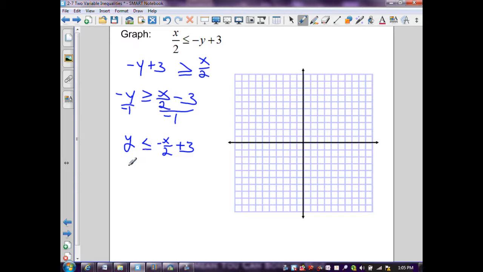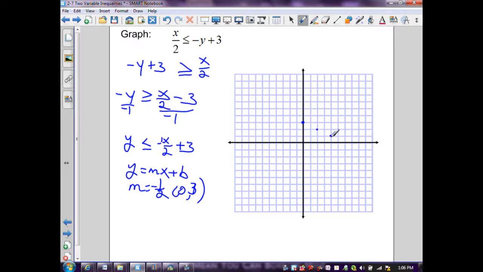Now I'm going to use the slope-intercept form, y equals mx plus b, and I'm going to graph this. Here I have a slope, which is m, of negative 1 over 2, a negative half. My intercept is 0, comma, b, which is going to be 3. I'm going to graph my intercept, 0, 1, 2, 3. Then I'm going to graph my slope, which is a negative 1 over 2.